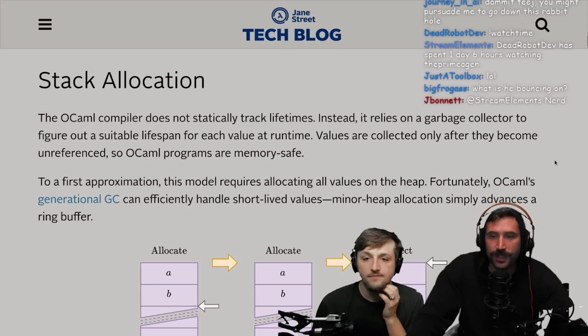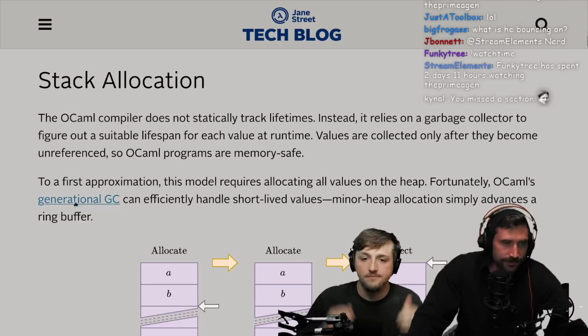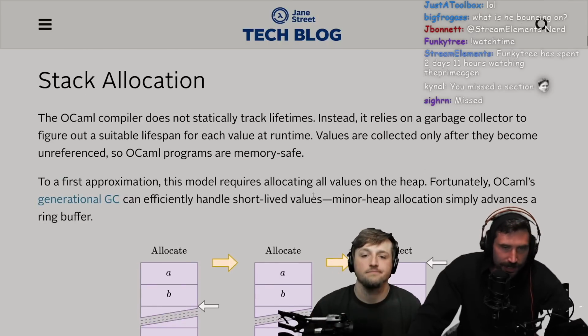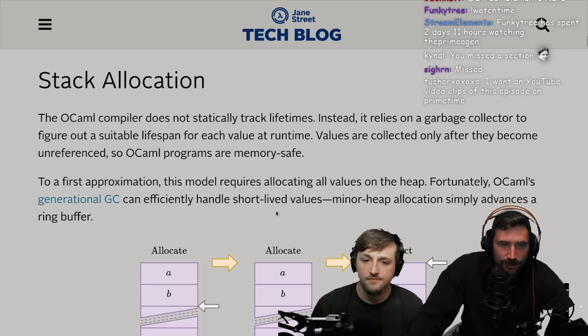The OCaml compiler does not statically track lifetimes. Instead, it relies on a garbage collector to figure out a suitable lifespan for each value at runtime. Values are collected only after they become unreferenced, so OCaml programs are memory safe. Yeah. The first approximation, this model requires allocating all values on the heap. Fortunately, OCaml's generational GC can efficiently handle short-lived values.